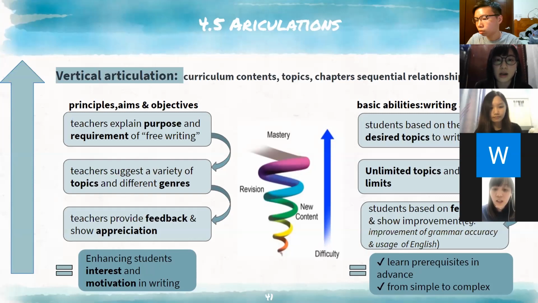Students choose their desired topics to write without concerning word limits and topics. As time goes by, students have shown improvement in grammar accuracy and usage of English. The scope of free writing is linked to other subjects. Next page.